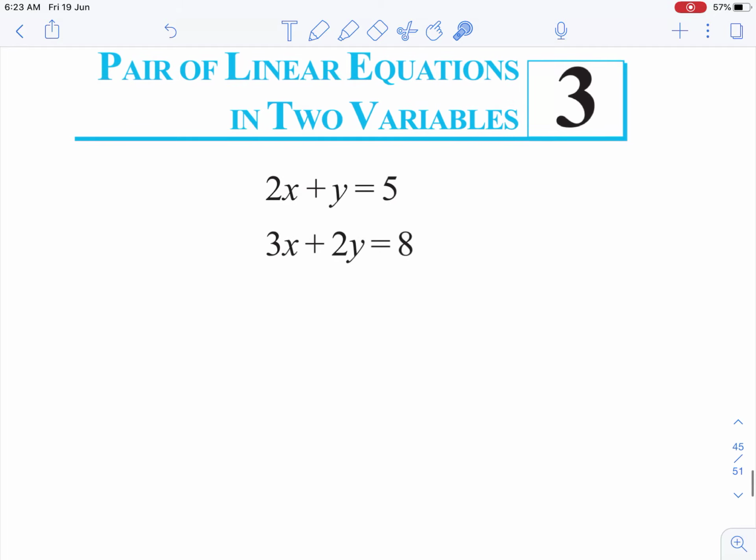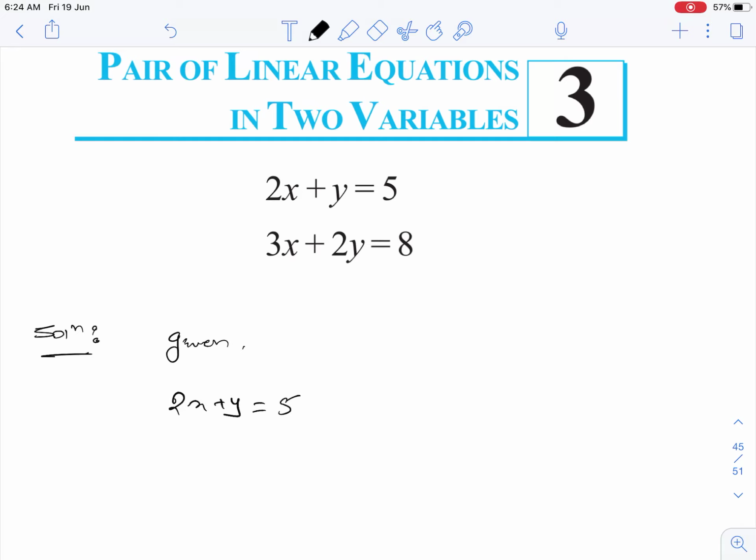Now consider an example, that is 2x plus y equals 5 and 3x plus 2y equals 8. The very first thing we are going to learn is how many solutions are possible for this equation. For that, what we have to do is find the ratio.